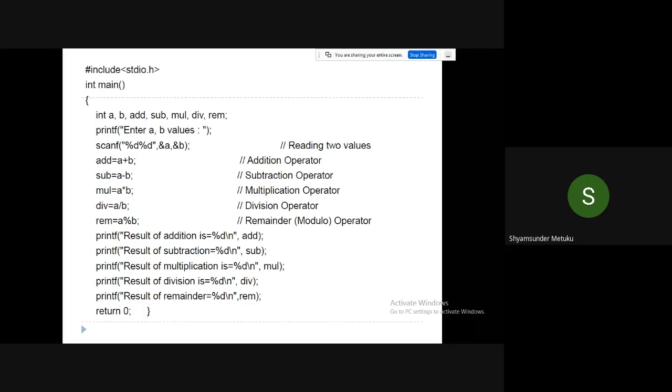How many variables have we taken in this program? Total 7 variables, correct? Yes, sir. Two variables for the inputs and 5 variables for the different operators' output. Correct or not? Yes, sir.